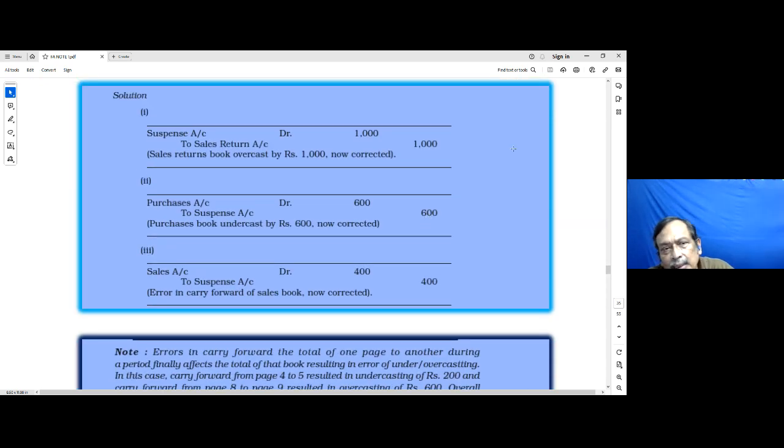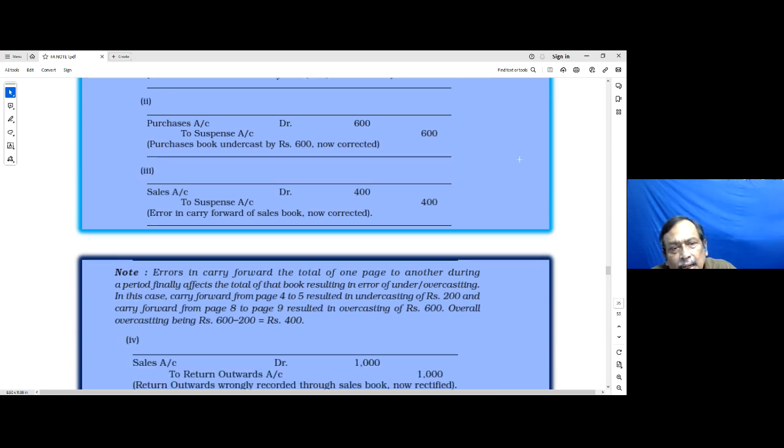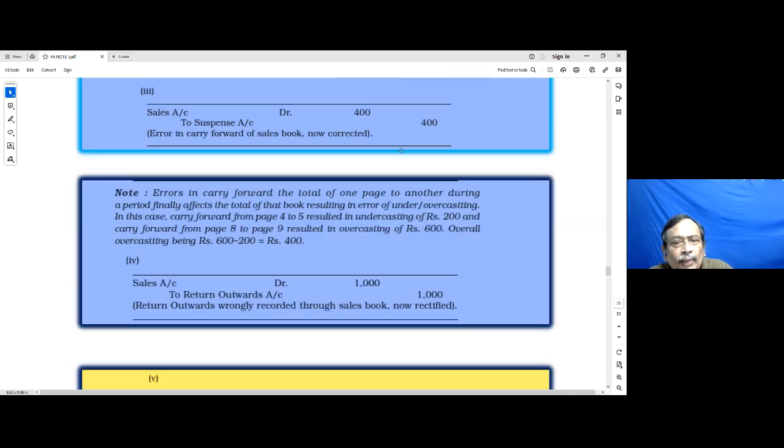How? Suspense account debit to sales return, that is sales return book overcast by rupees 1000, now corrected. Purchase account debit 600 to suspense account 600. Purchases book undercast by rupees 600, now corrected. Then sales account debit 400 to suspense account 400. Error in carry forward of sales book, now corrected.